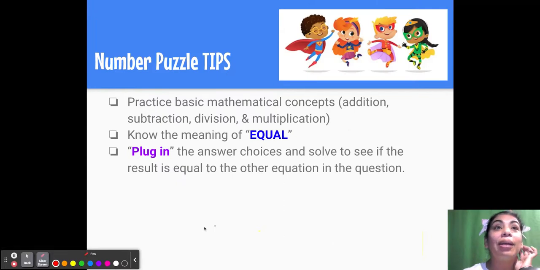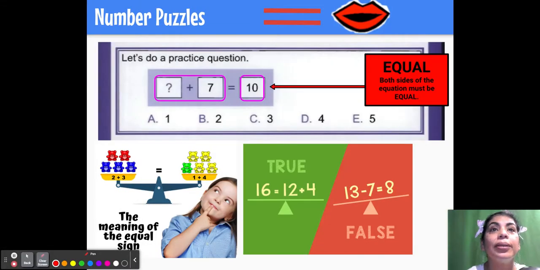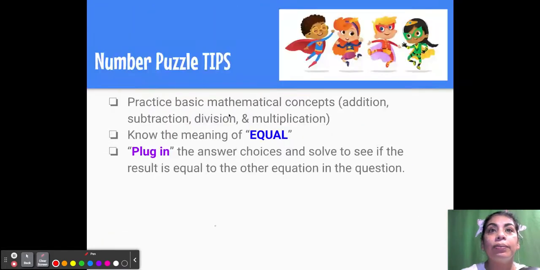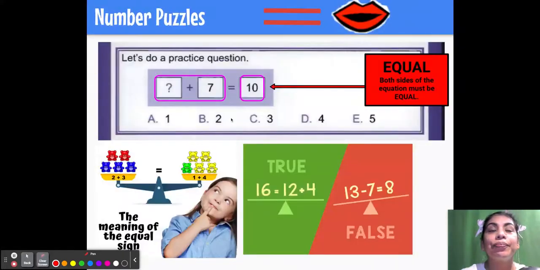The next one is number puzzles. In this one, really the trick is to know the meaning of equal, and then also know how to plug different numbers into an equation. So in this one, here we have an equation. Oops, not sure what happened there. Sorry about that. I have a very sensitive mouse. That's what happens. Okay, so in this one, I have a missing number here.